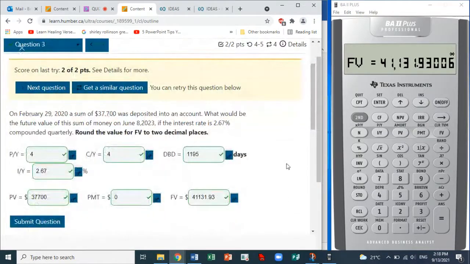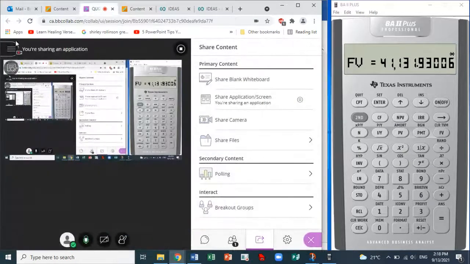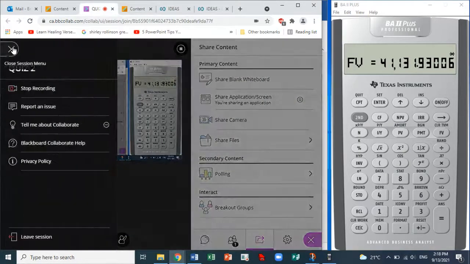Okay, so that is how this question is done, and I will stop here with the 3 questions and leave it.